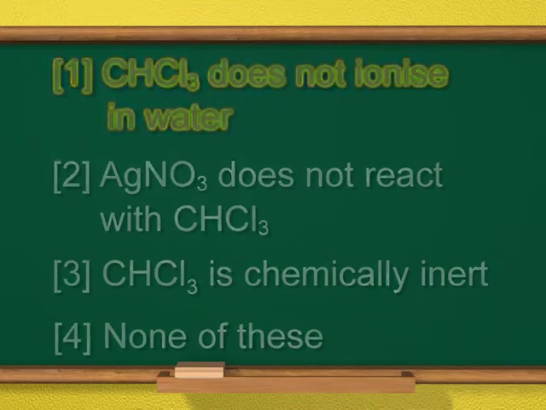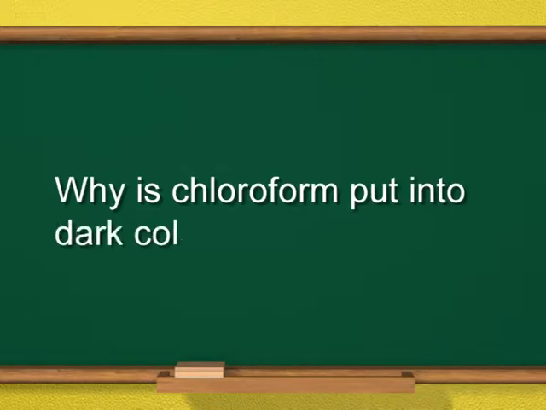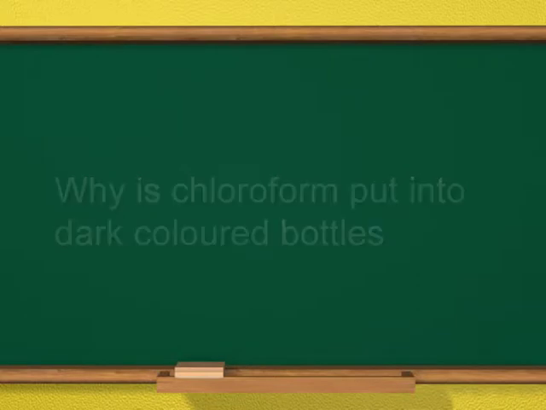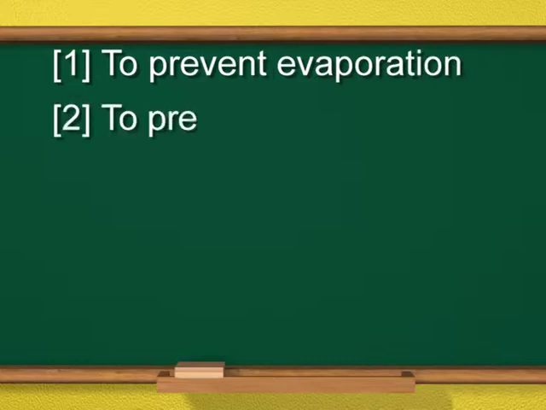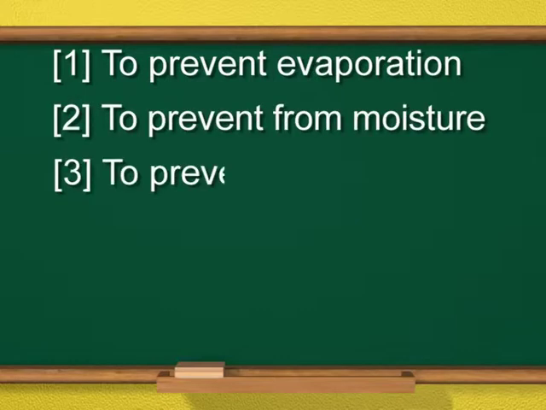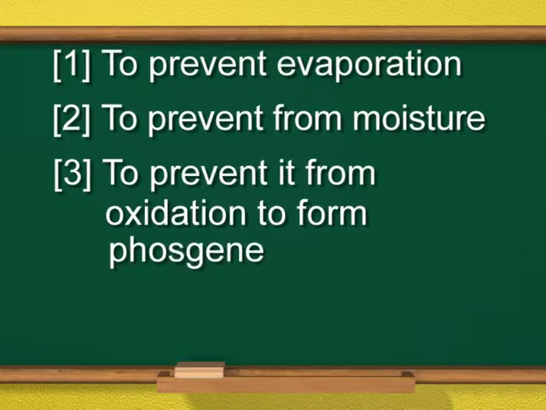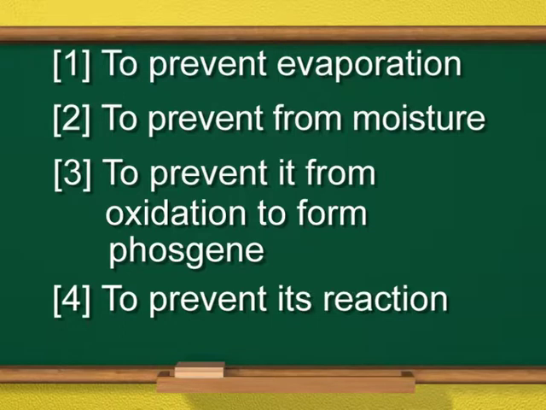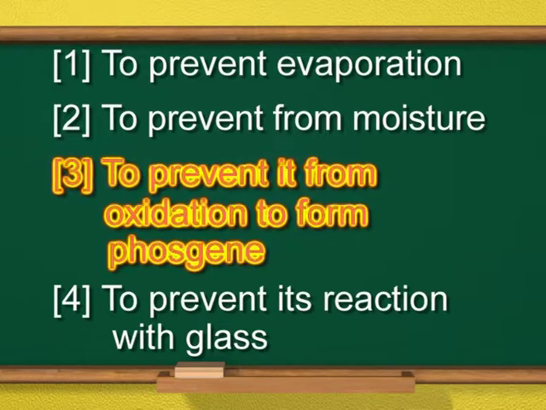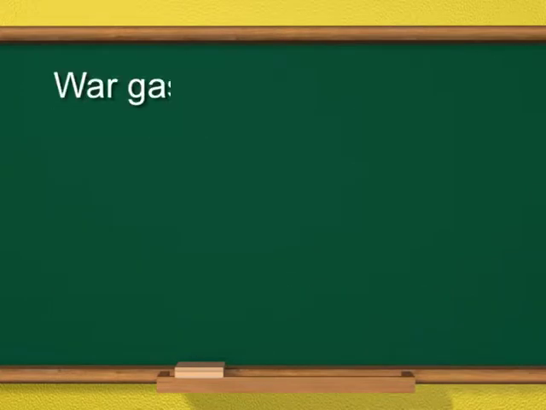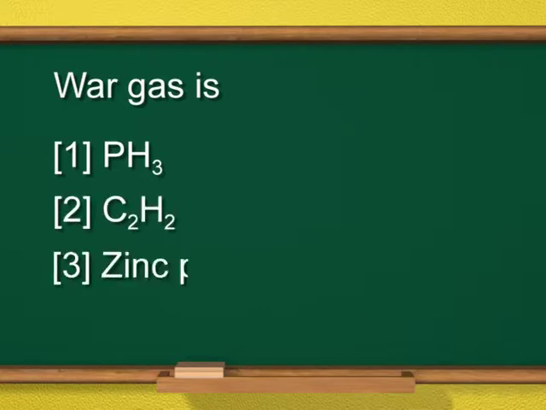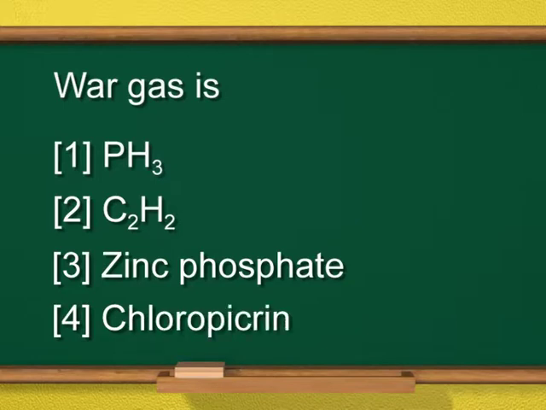My next question, why is chloroform put into dark colored bottles? Options are to prevent evaporation, to prevent from moisture, to prevent it from oxidation to form phosgene, or to prevent its reaction with glass. The correct answer is to prevent it from oxidation to form phosgene. My next question, war gas is phosgene, acetylene, zinc phosphate, or chloropicrin. The correct answer is chloropicrin.